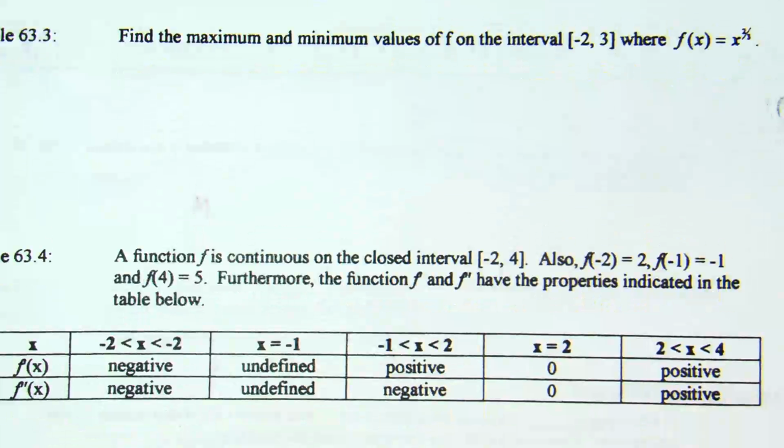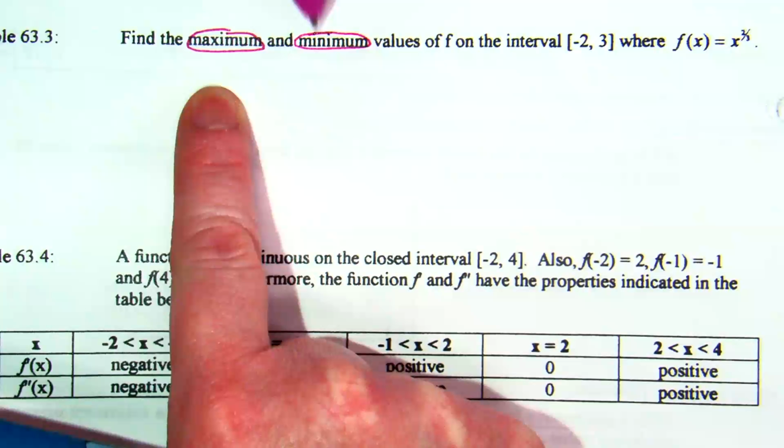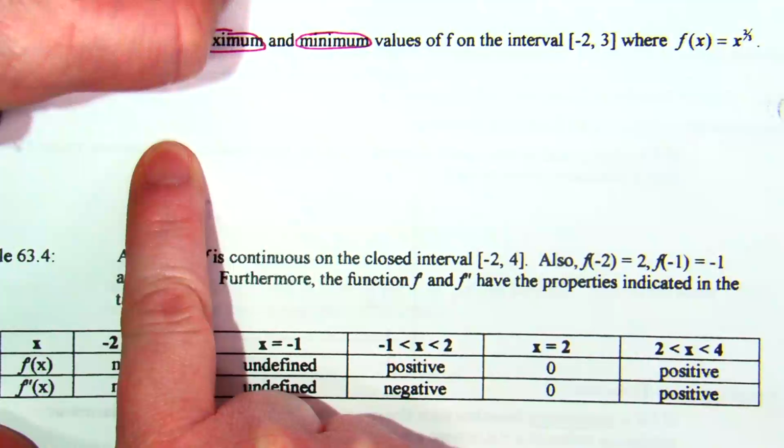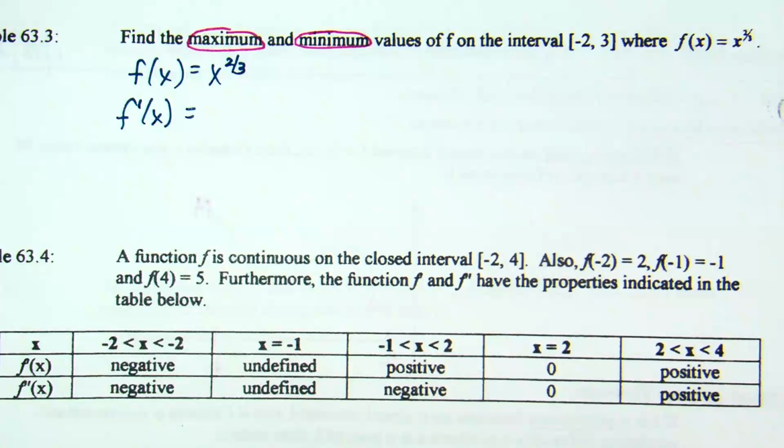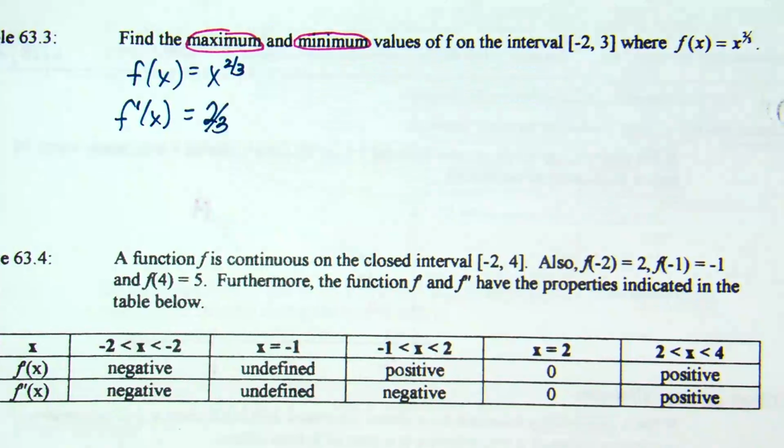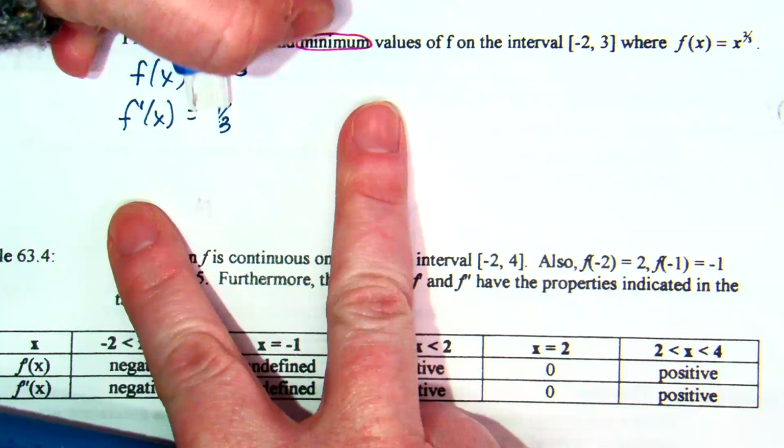So if f of x is x to the 2/3, what's f prime of x? I really don't like the way I wrote that. I made it way too big, and that's going to bug me, so I'm going to fix it. Try again. So I did agree that it was 2/3 x to the -1/3.